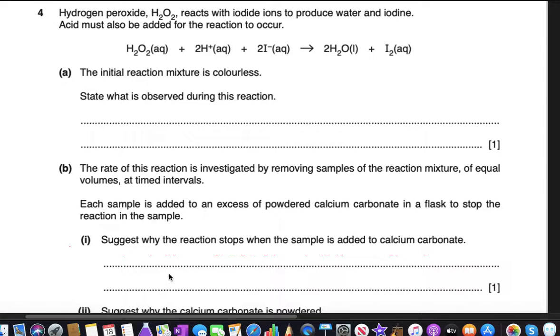Look at the products. On the product side, water is formed which is colorless, but iodine is formed. The color of iodine in water is brown. So this would be your observation: a brown solution is formed due to the formation of iodine.